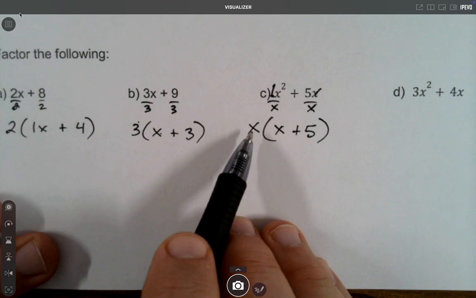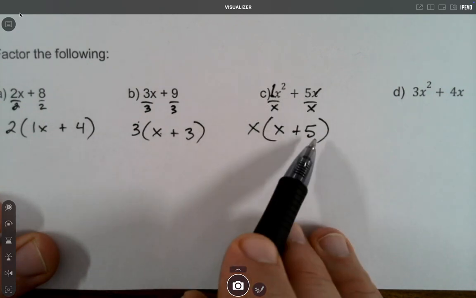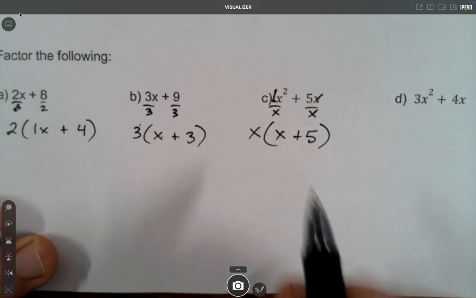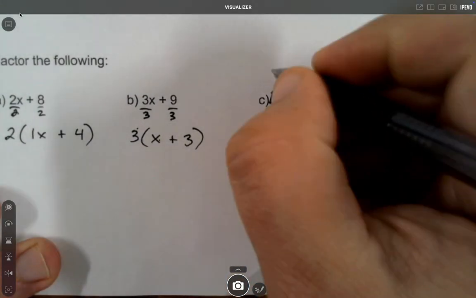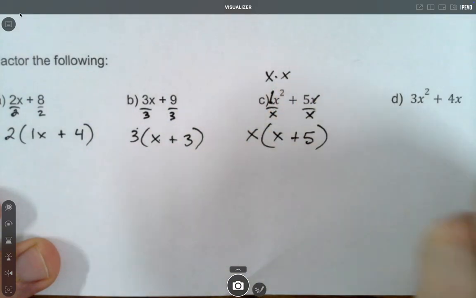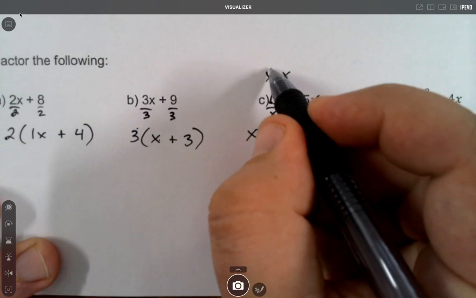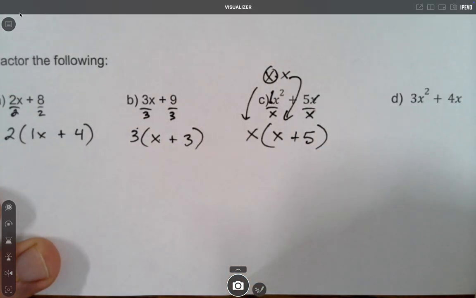Again, if you distribute, you see we have the same thing. X times x is x squared. X times 5 is 5x. And if it helps you, I know some people get tripped up with this x squared divided by x. You've got to remember that x squared means x times x. So I could take one x and put it out front, and the other x stays inside.